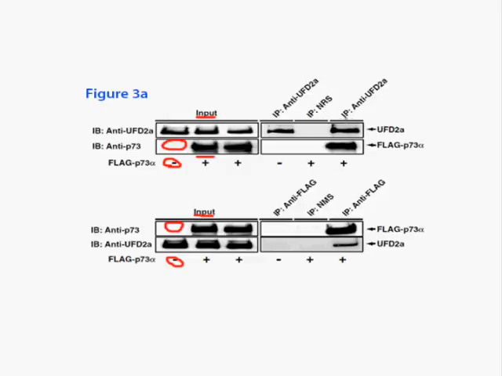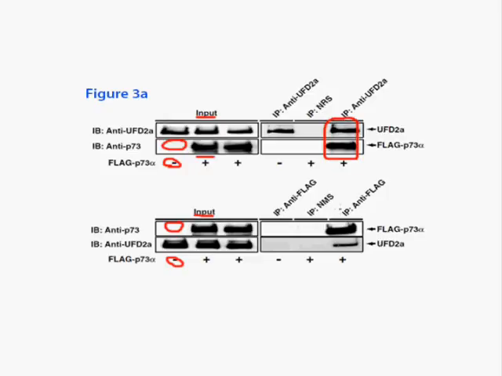And over here in this panel, you can see that both P73 and UFD2a are present when only UFD2a is immunoprecipitated. Down here, they did a similar experiment except in reverse.